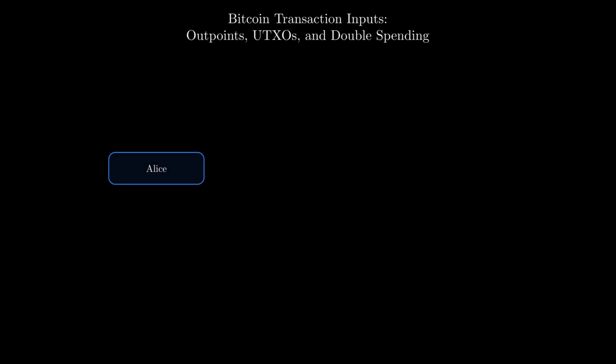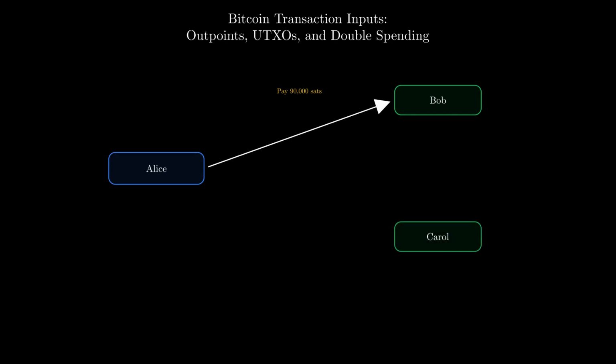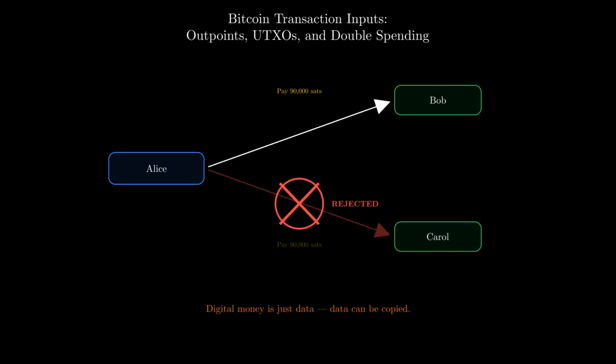Imagine you hand the cashier a $10 bill, then sprint next door and hand the same bill to a bookstore. In the physical world, that's impossible. You can't be in two places at once, but digital money is just data, and data can be copied. Bitcoin needs a mechanism that makes digital payments impossible to use twice.